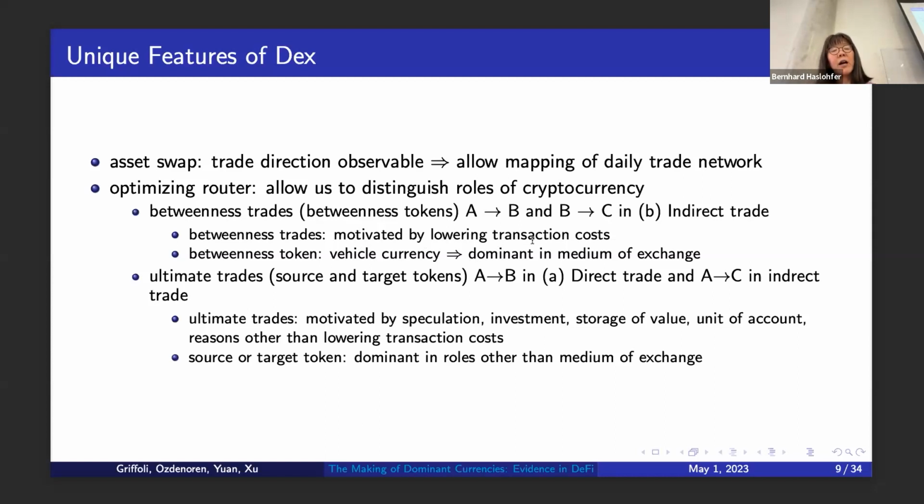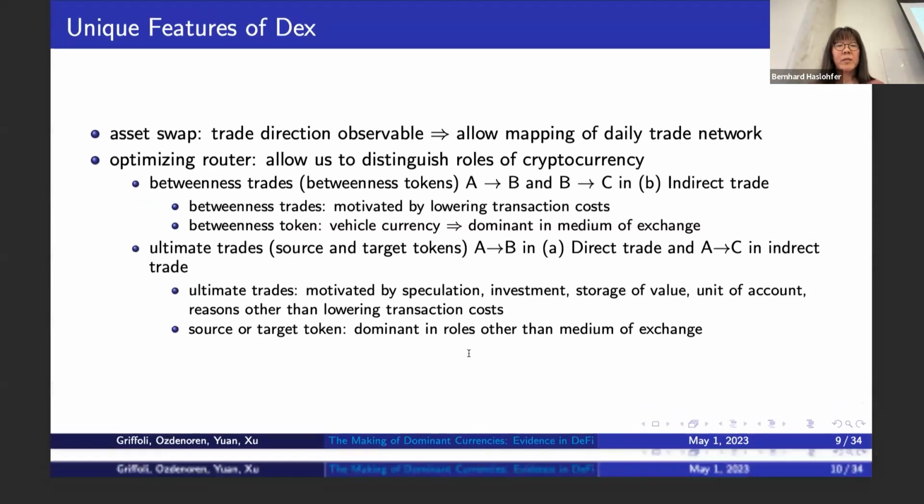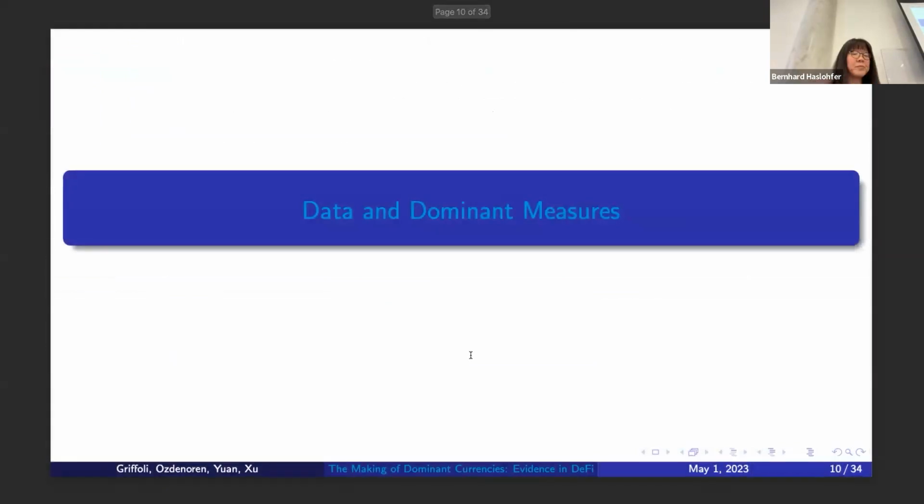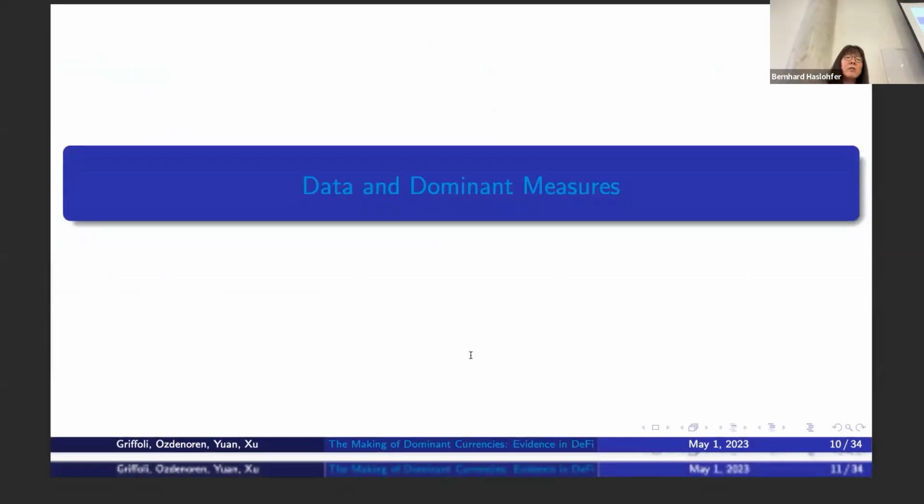The ultimate trades are the trades involving source and target tokens. These trades are motivated not by lowering the transaction costs per se, but mostly for speculation, investment, or store of value, or unit of account, for reasons other than the medium of exchange. So for source and target tokens, any dominance metric will indicate they are dominant in roles other than medium of exchange. So those are the motivation for constructing the measurement.